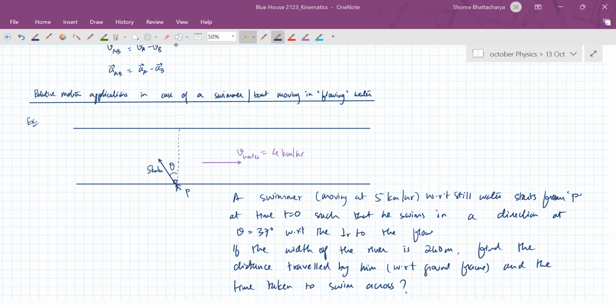So that 5 kilometers per hour vector shown is the velocity relative to the water, or the velocity with respect to still water. The net velocity, as you know, will become the vector sum of that with the flow velocity. So first of all, determine what that net velocity is in terms of direction also, not just magnitude, so that you can understand what is the actual line along which he will be moving in the ground frame.